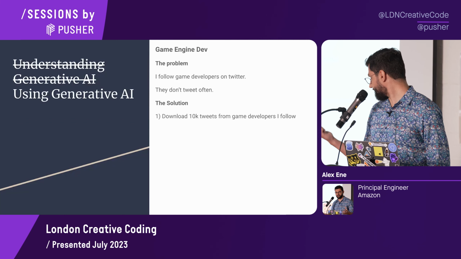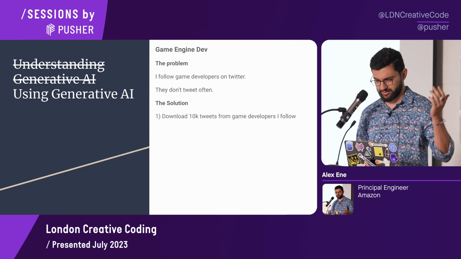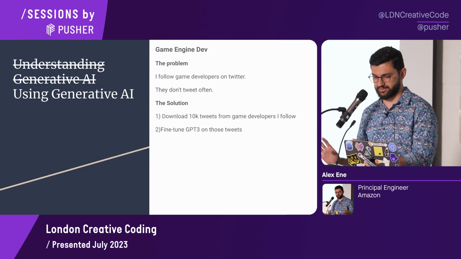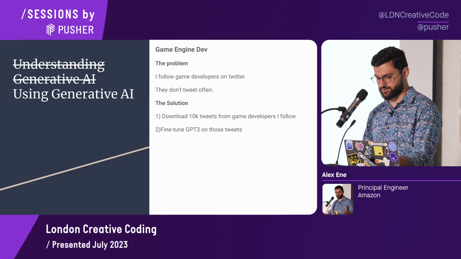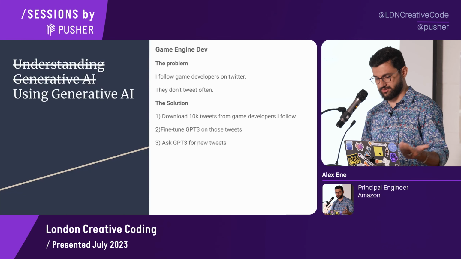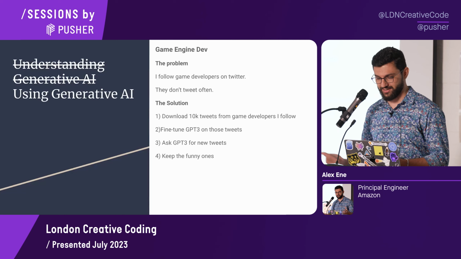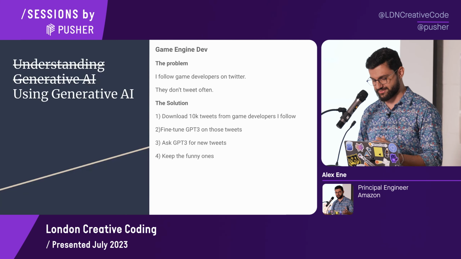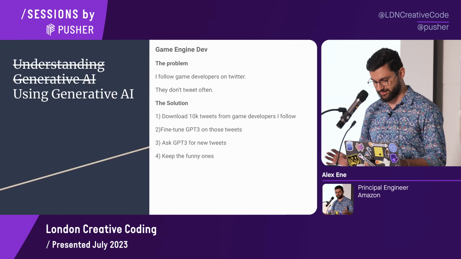So I downloaded about 10,000 tweets from all sorts of game developers I follow, Carmack, whatever. Well, this was pretty grueling, but then I had to massage that data, so it's pretty nice. I fine-tuned GPT-3 on those tweets, and then I asked GPT-3 for new tweets. And then I keep the funny ones, which you're laughing, but that actually was hours of my life, because honestly, GPT-3 is not that funny, but it's all right.